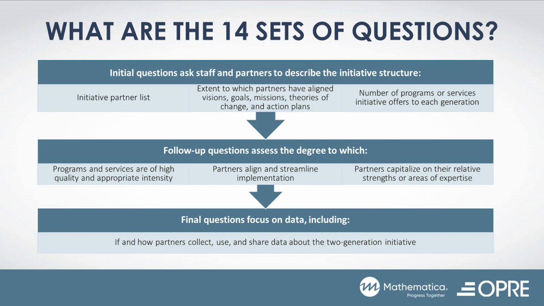Then there's a set of follow-up questions that assess the degree to which programs and services are of high quality and appropriate intensity, the degree to which partners align and streamline implementation, and the degree to which partners capitalize on their relative strengths or areas of expertise. And then finally, there's a set of final questions that focus on data, including if and how partners collect, use, and share data about the two-generation initiative.